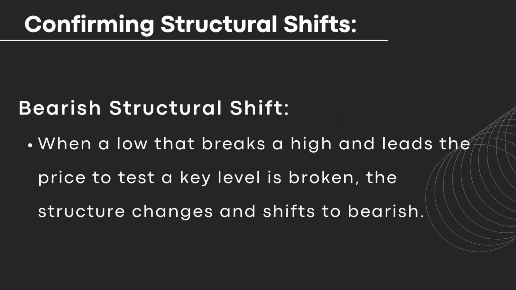Now moving on to the next slide, let's discuss how we can confirm a bearish structure shift while using all of the concepts in conjunction with the advanced market structure. What you're going to look for is the low that breaks the high and leads price to test a key level, and you wait for that low to be broken. Once that particular low is broken, the structure changes and shifts to bearish. Again, this only stands true if price tests the higher time frame key level, the next higher time frame objective or draw on liquidity is lower, and the shift happens at a key time. When the low that breaks the high gets broken, it results in a correct structural shift.